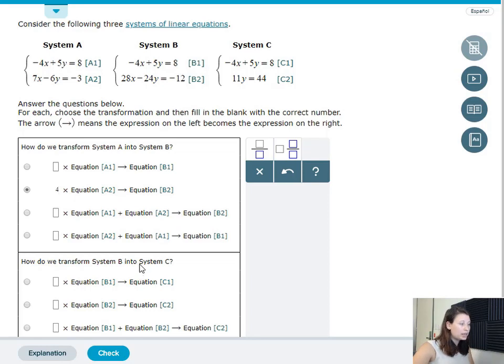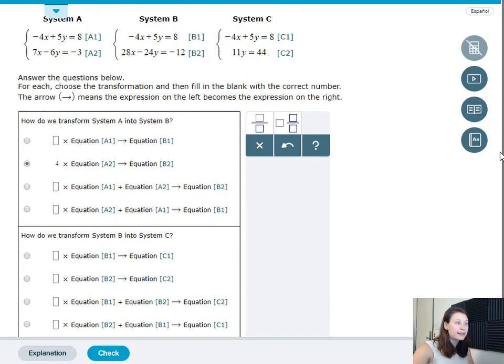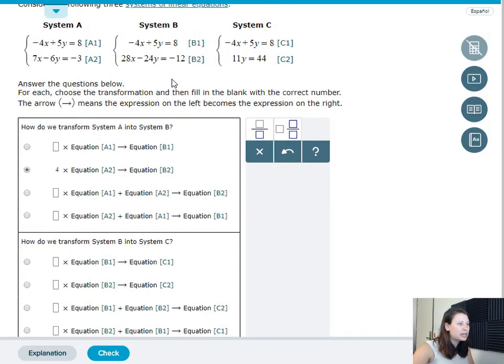Okay, so then how do we transform system B into system C? So let's look here. What changed again? B1 to C1, same equation still, so it's not that one. Then B2 to C2. Well, that changed, right? Well, what changed about it though? Because we only have y left. So let's take this for a second and write these down and figure out what happened. Okay, because there's some elimination that happened there.